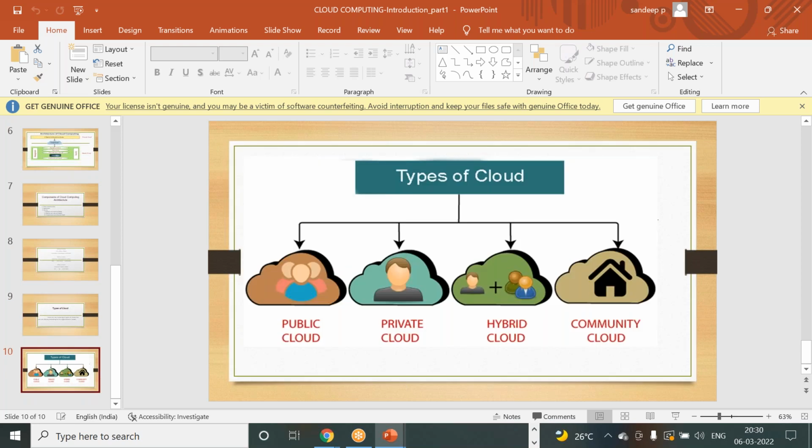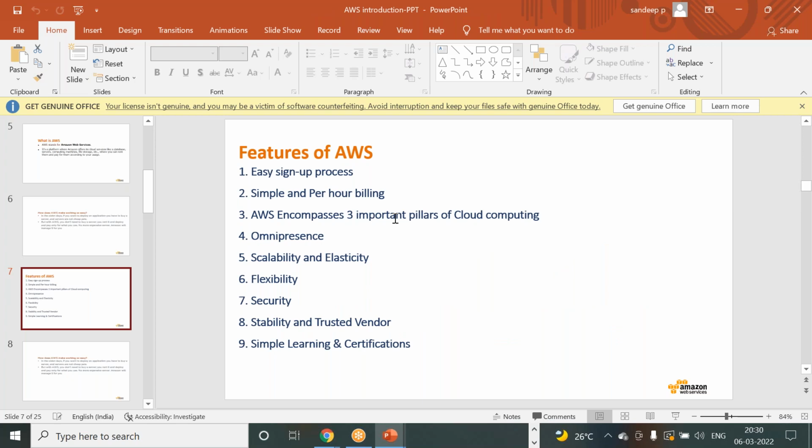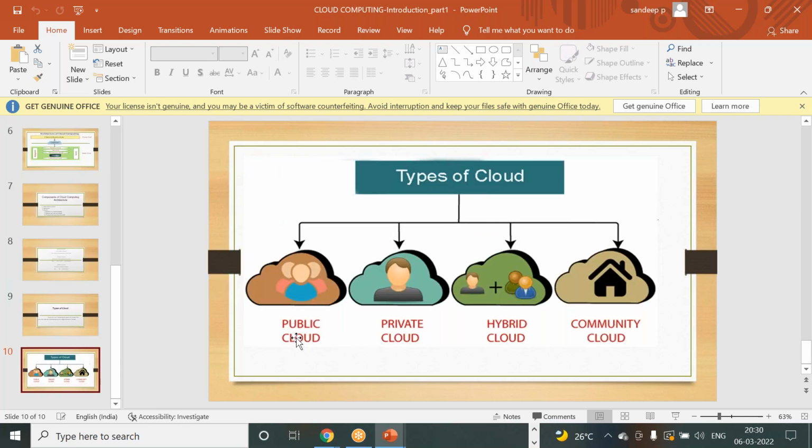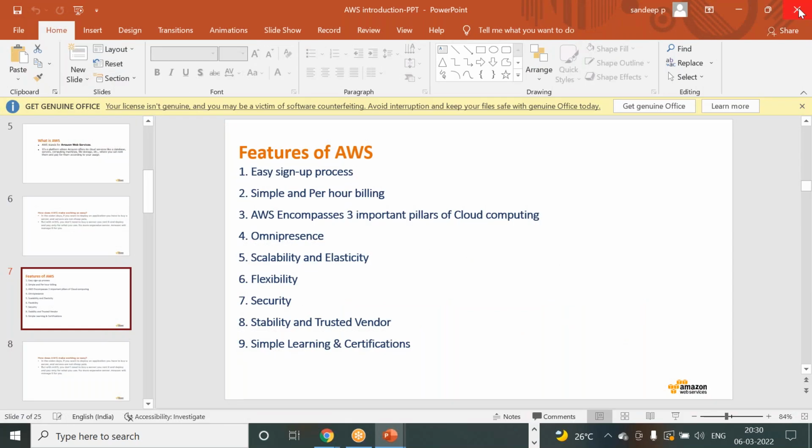So there is a reason, you asked the question, right? AWS encompasses three important pillars of cloud computing: public cloud, private cloud, and hybrid cloud. So community is not required as of now. Nowadays, no one is using community.